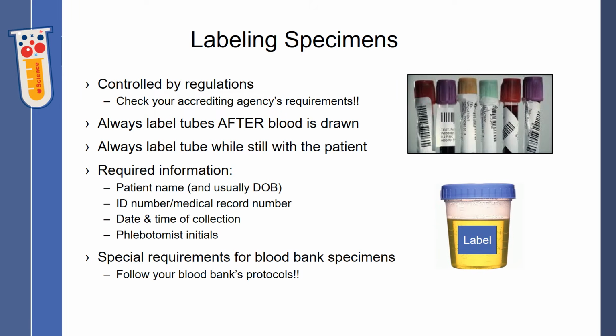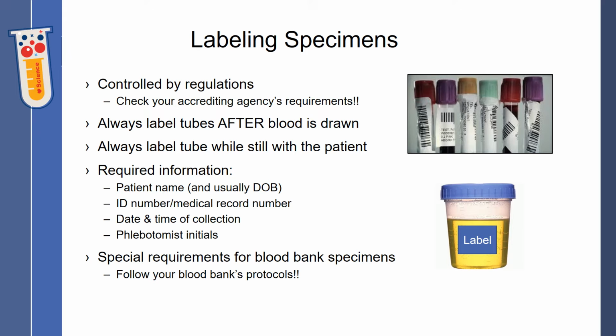So finally, let's talk a little bit more about labeling specimens. The information required on labels is controlled by regulations. This means that you should check your accrediting agency's requirements and follow them. Again, label tubes after they are drawn. Label them while you're still with the patient. This goes for tubes as well as other specimens. If you hand a cup to a patient and they fill it with urine and bring it back to you, that is when you label the urine, and you label it while that patient is still there with you.